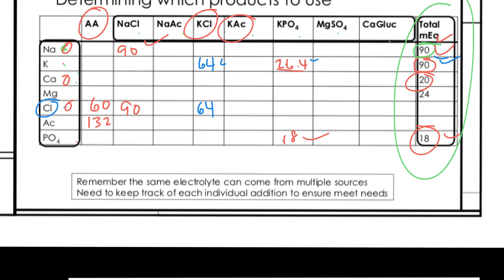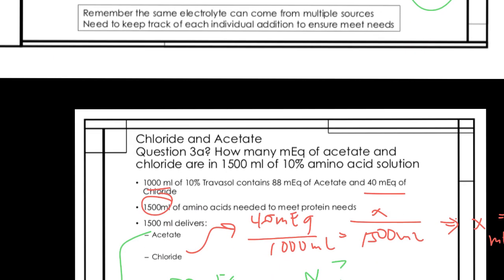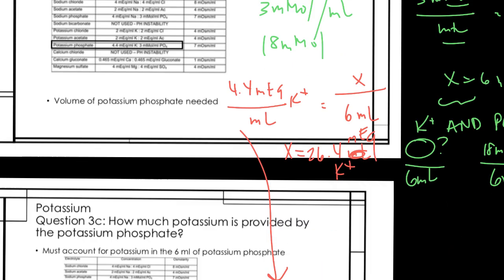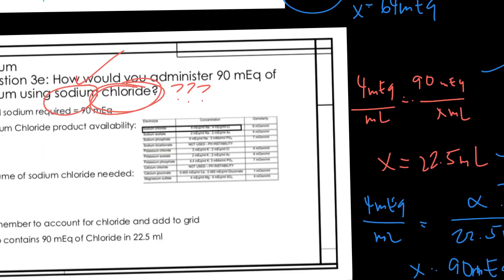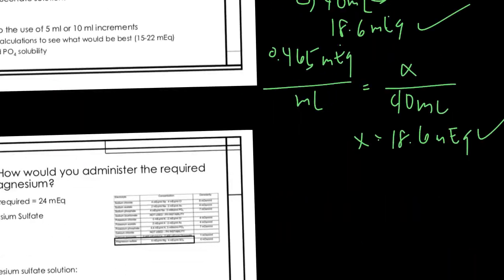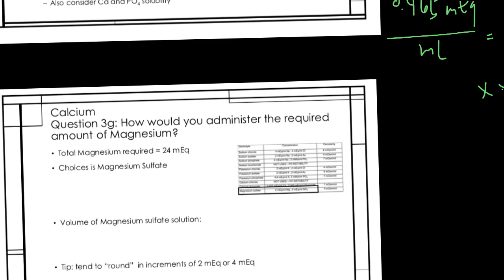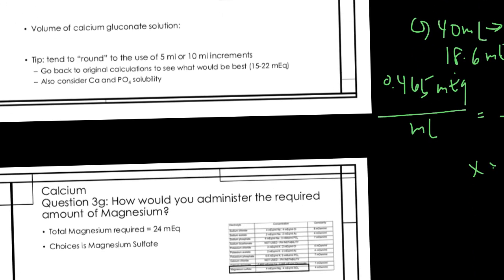Which is pretty much close to 20. Close enough. Close as you can get, because when you're making these solutions, it can be a pain. Let's see. We already did calcium. Next up is magnesium.